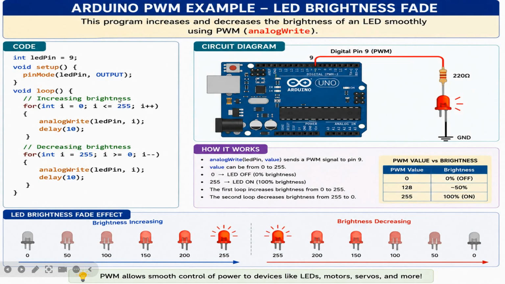Here you have two loops. The first loop will increase the brightness from 0 to 255. In the second loop the brightness will decrease because it is changing the value from 255 to 0. This is the first program: in the first loop the brightness goes from 0, off, to maximum. Then in the second loop it goes from maximum to 0.